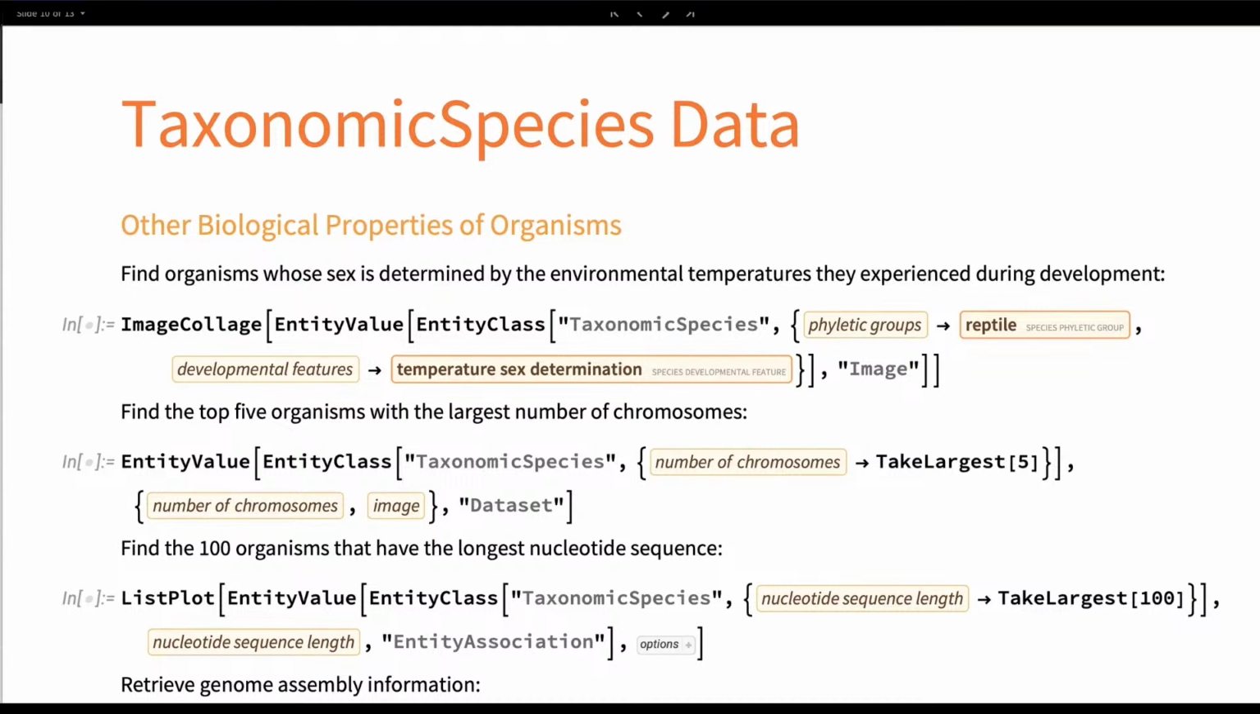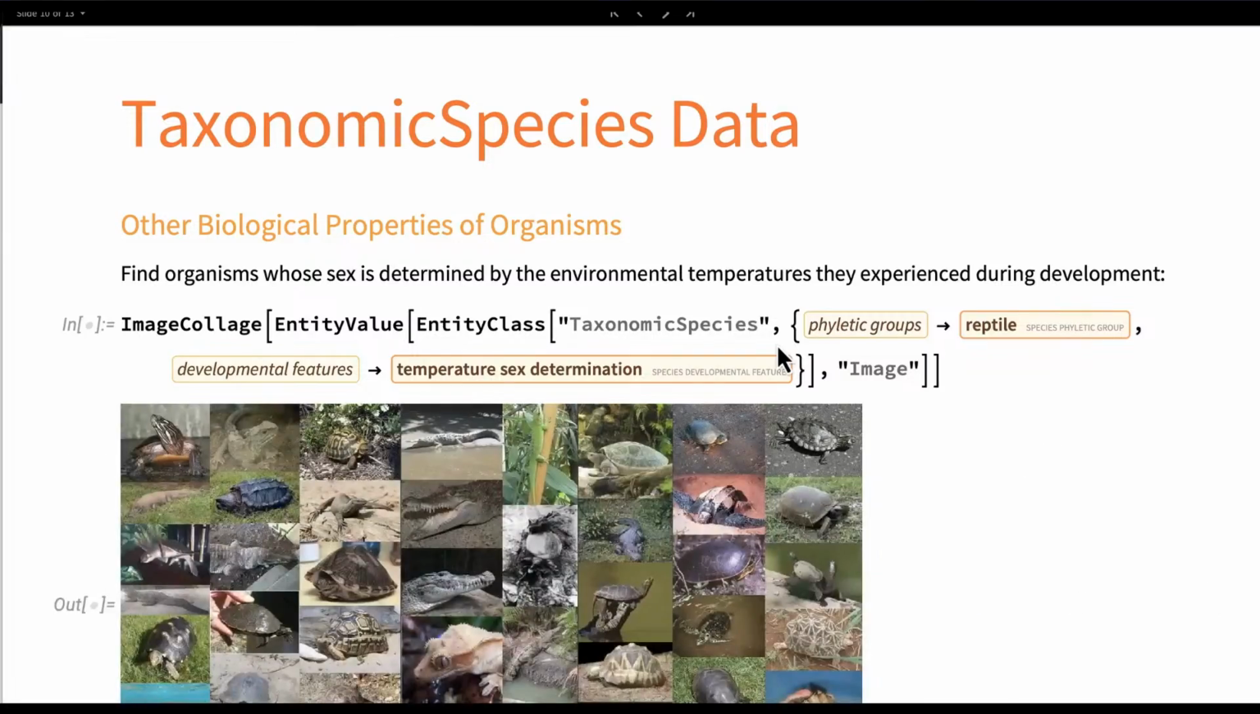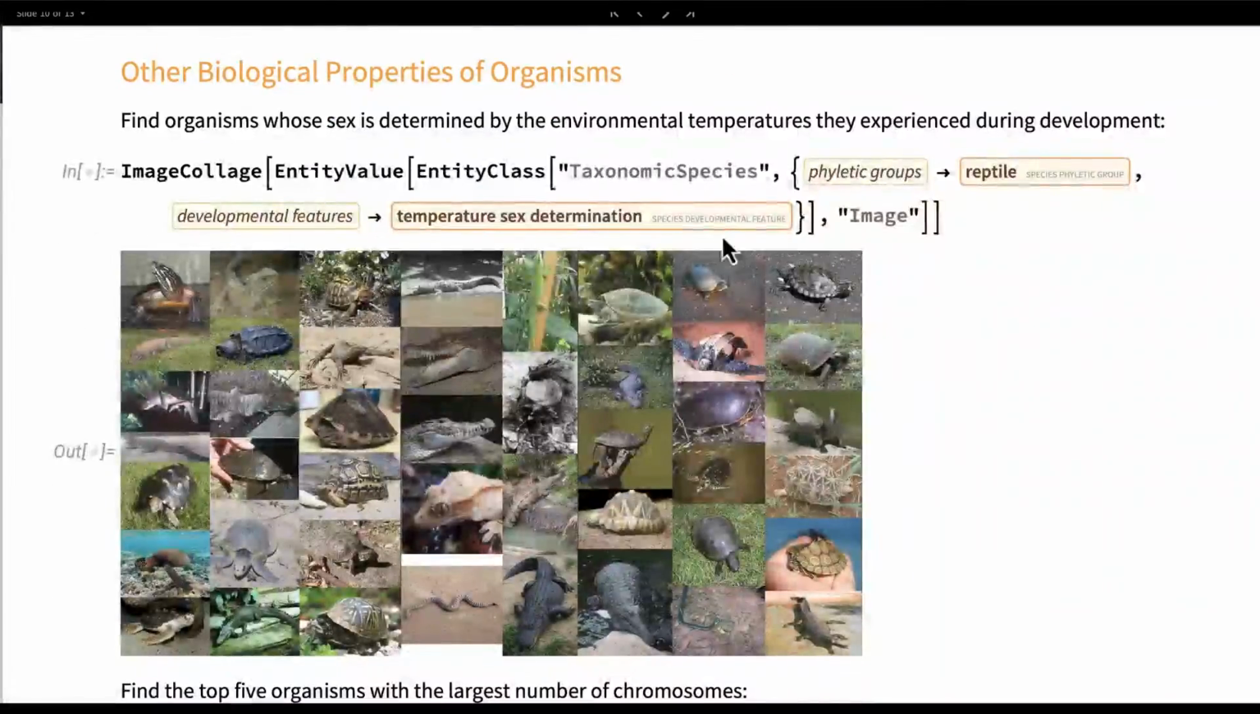There are also other important biological properties of organisms. For example, there are very unique features of organisms, like here, some reptiles whose sex are determined by the environmental temperatures that they experience during development. So those are selectively shown here.